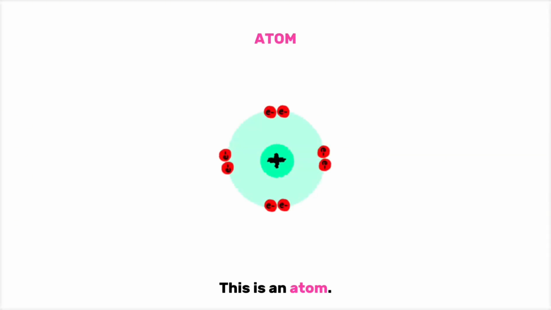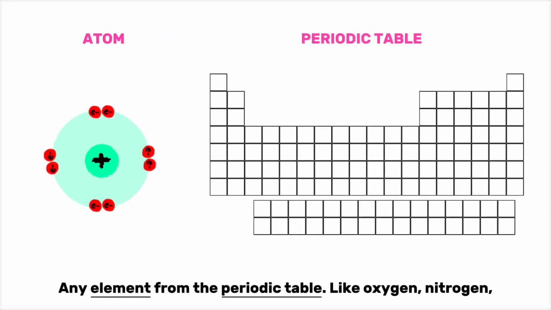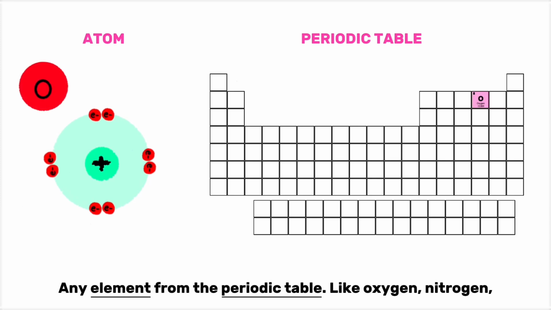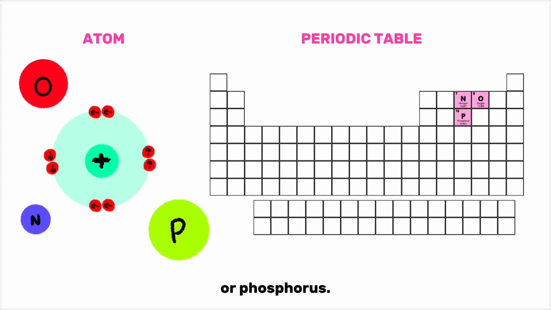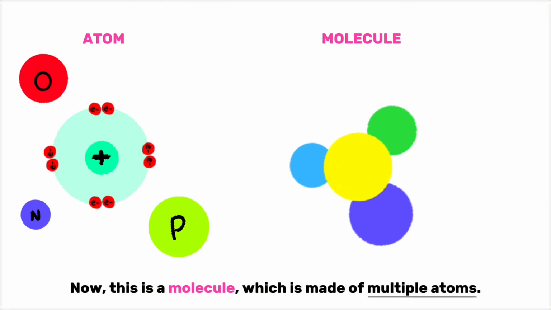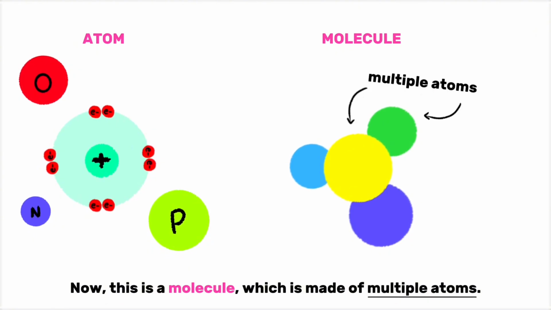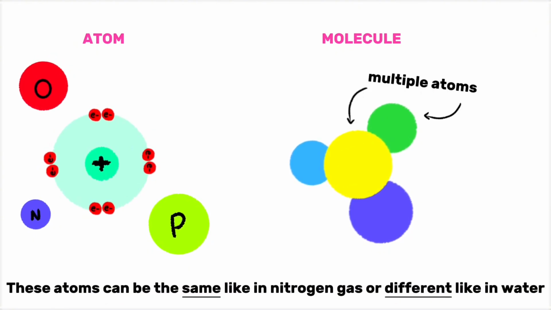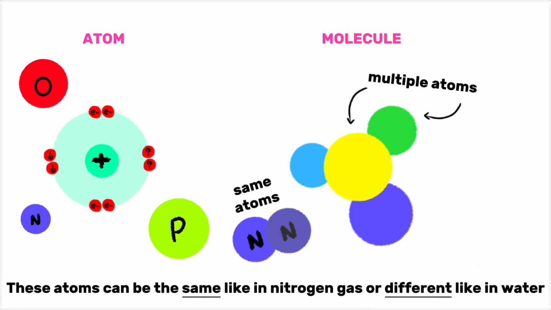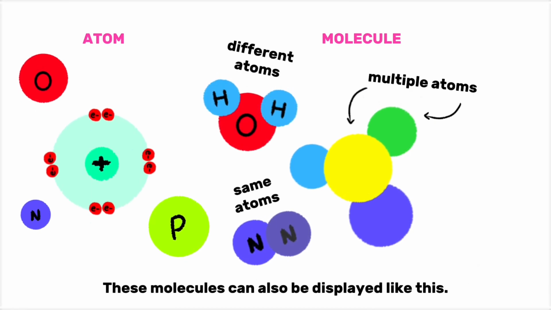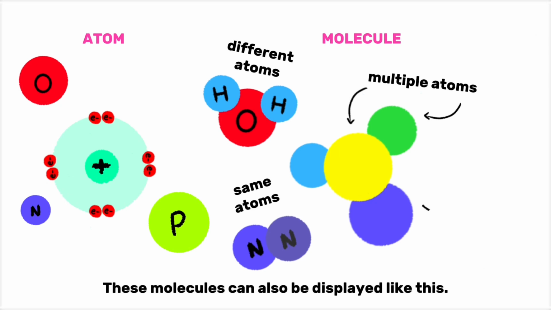This is an atom. Any element from the periodic table, like oxygen, nitrogen, or phosphorus. Now, this is a molecule, which is made of multiple atoms. These atoms can be the same, like in nitrogen gas, or different, like in water. These molecules can also be displayed like this.